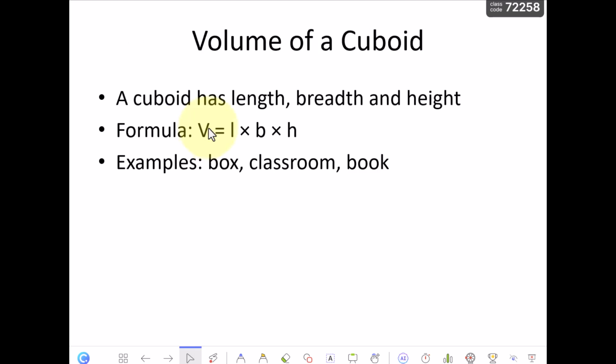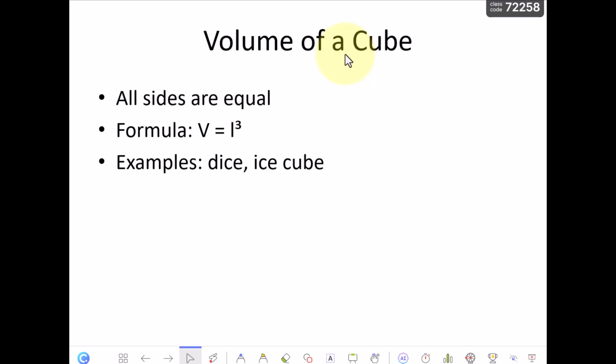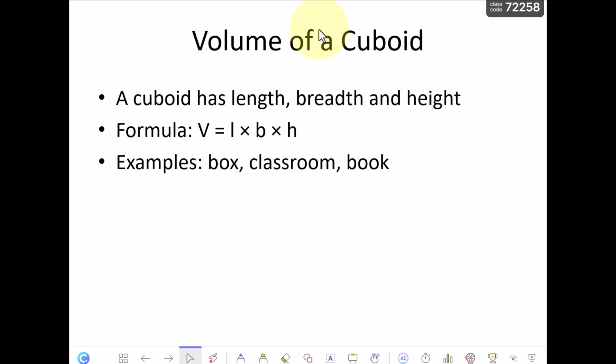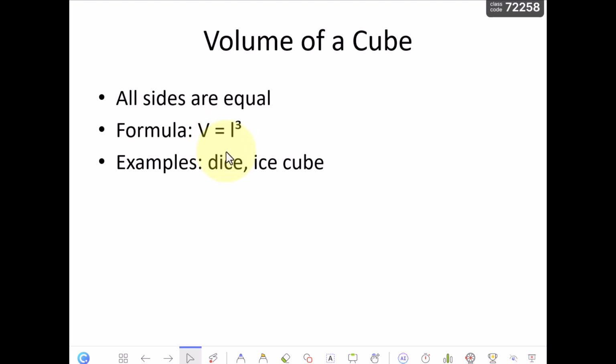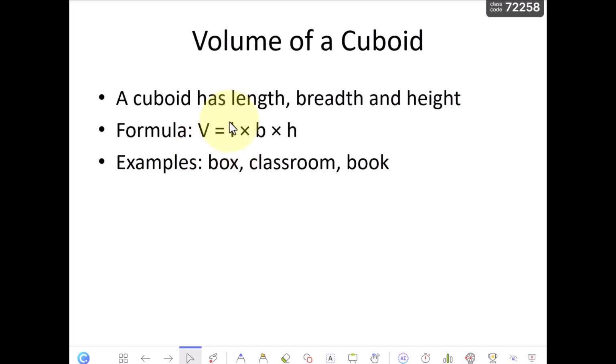So let's go straight to our main business for the day, which is the volume of a cuboid and the volume of a cube. Just as we said, a cuboid is a prism. The same thing with a cube, it is a prism. So to get the volume of a cuboid, just multiply the three lengths, the length, the breadth, and the height, which is L times B times H. That is all. The answer you get will be in centimeter cube, depending on the question or the unit given in the question.